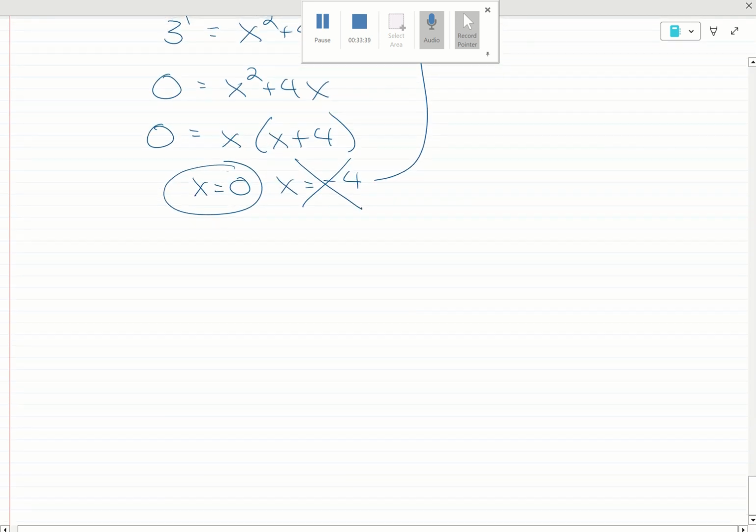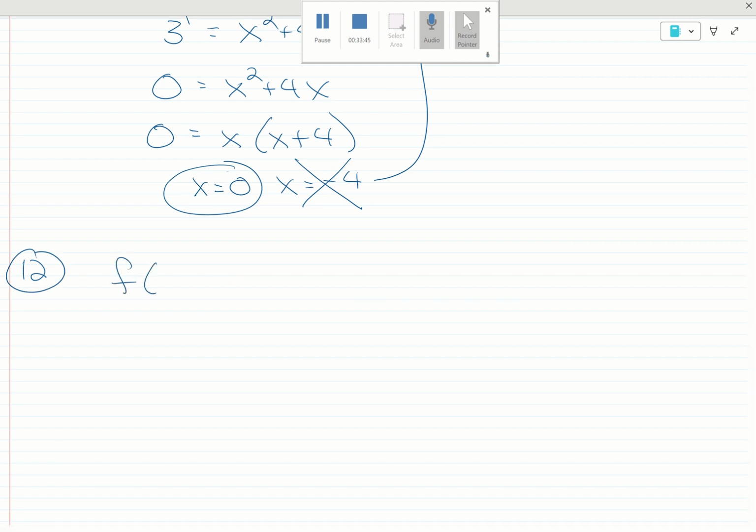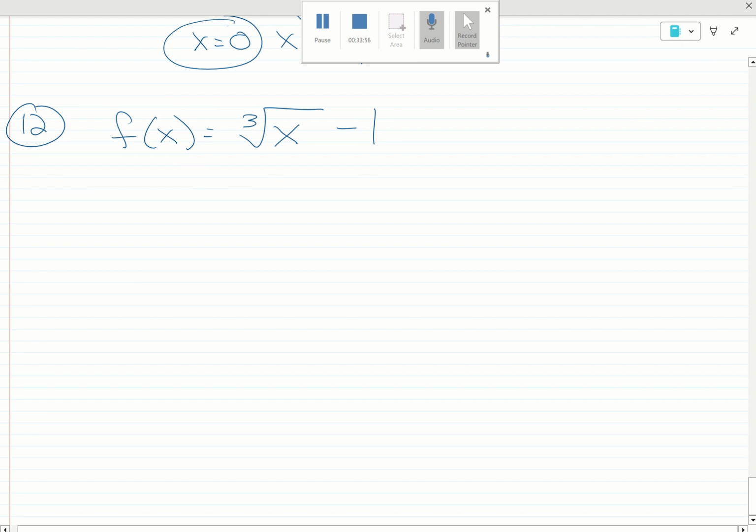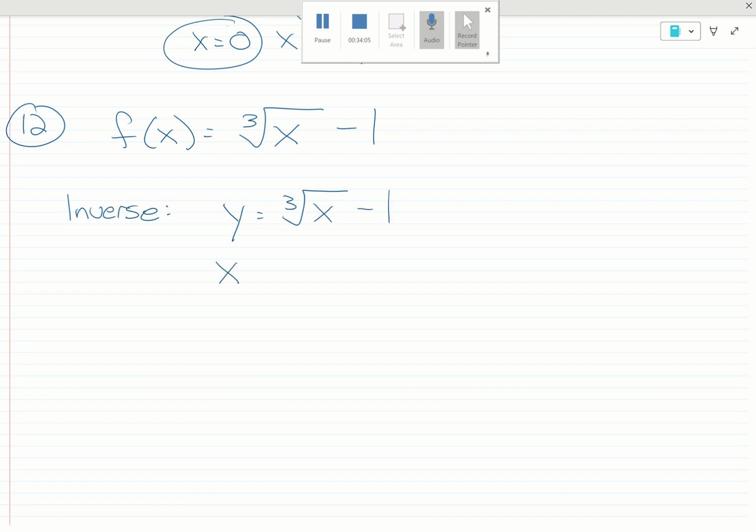And then the final problem says we have an equation where f of x is equal to the cubed root of x minus 1. And we want to go ahead and find the inverse. So the way that we get the inverse is we say y is equal to the cubed root of x minus 1. Switch x and y. Solve for y, so let's add 1 to both sides and raise both sides to the third power. And then say that that's the inverse.